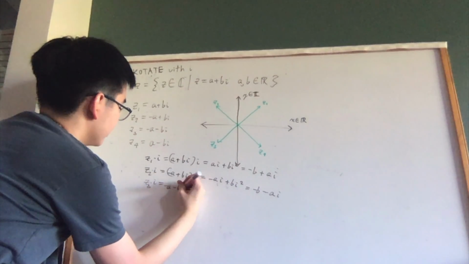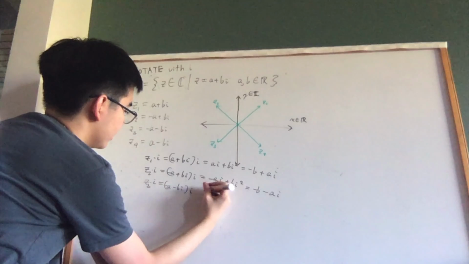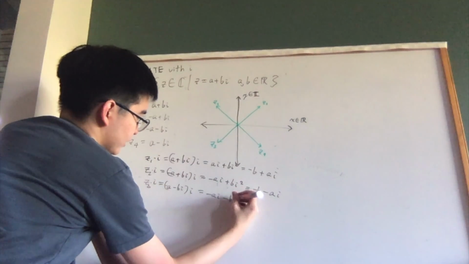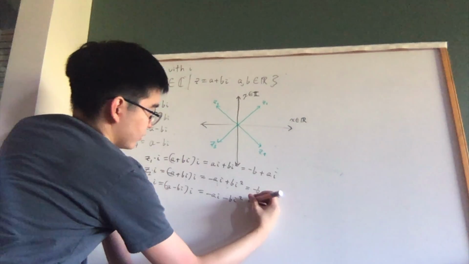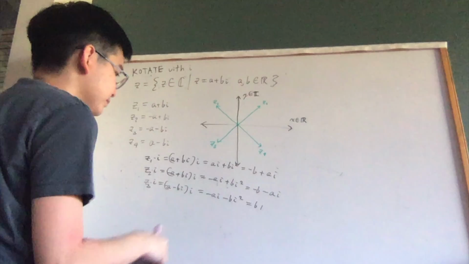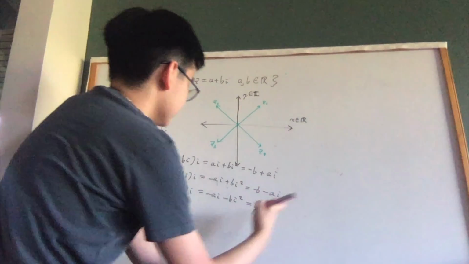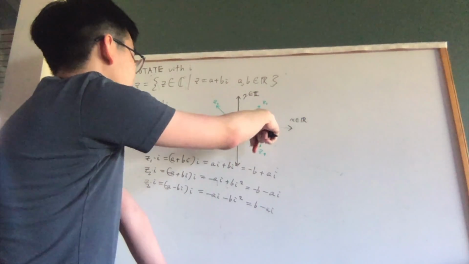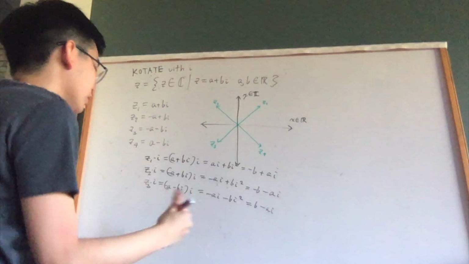Let's do z3 with i: minus a minus bi times i. So I get a negative ai and a minus bi squared, and the i squared becomes -1, so I just get positive b minus ai. Good, real part is positive, imaginary part is negative, so it belongs in the fourth quadrant.